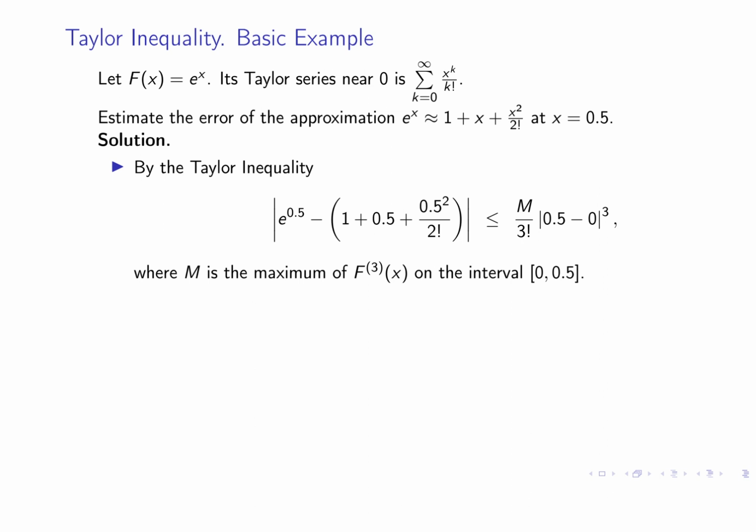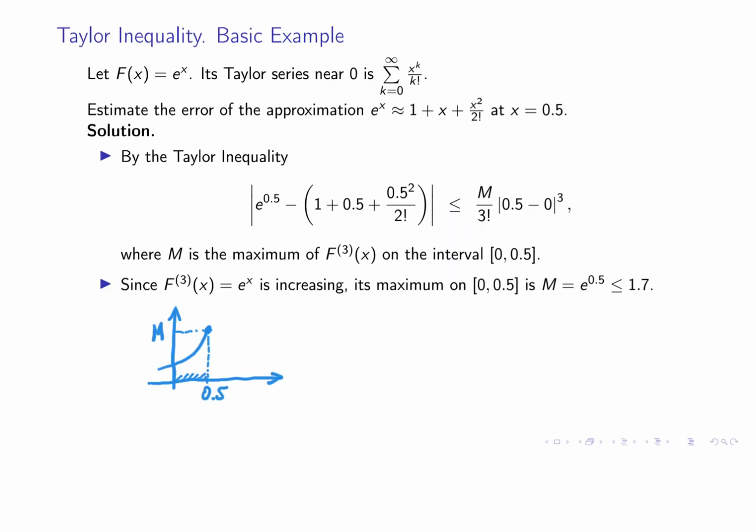So let's recall why the interval is from 0 to 0.5. 0 is because the Taylor series is applied at 0, like we consider the Taylor series near 0. And 0.5, that's the given value of x.